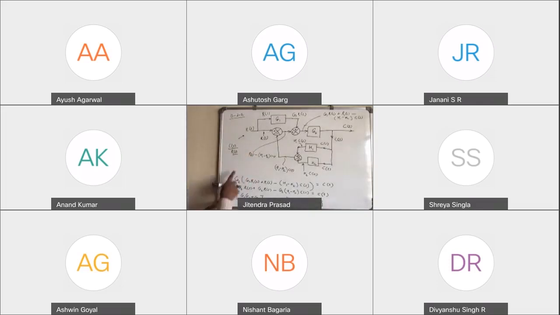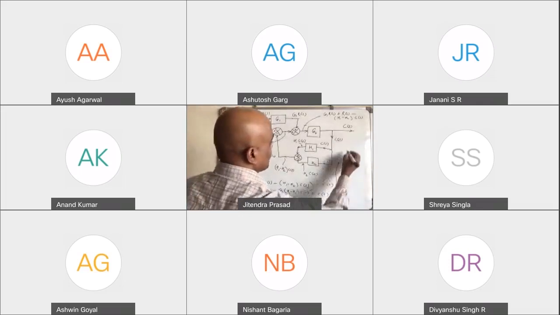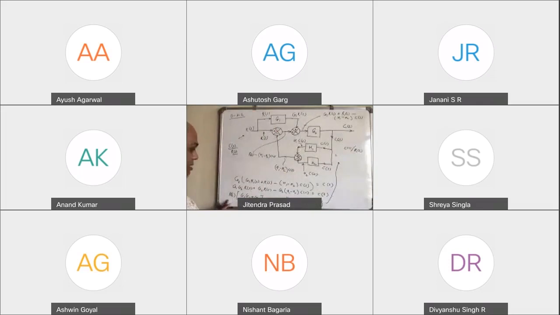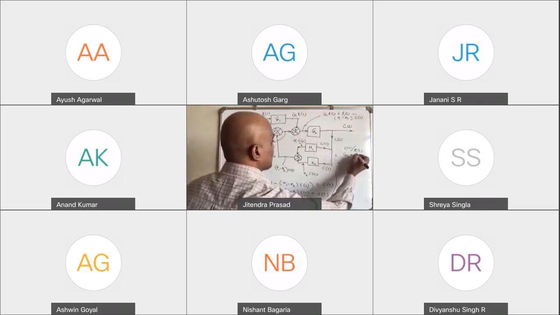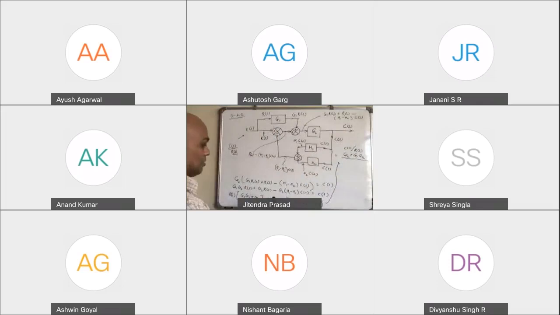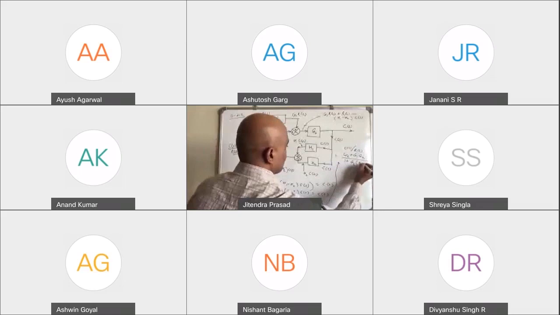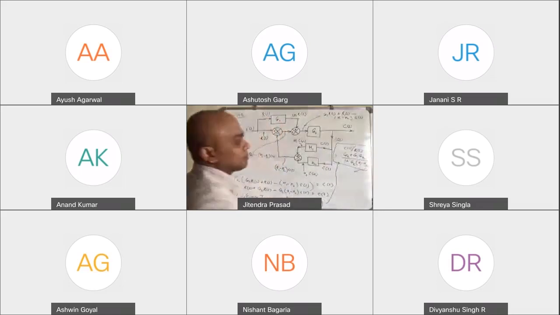And hence, CS over RS is equal to G2 plus G1 G2 divided by 1 plus G2 times H1 minus H2. So this is the answer. Got it?